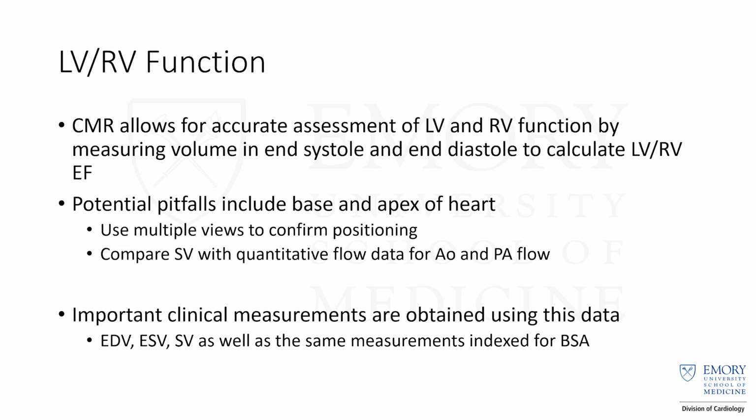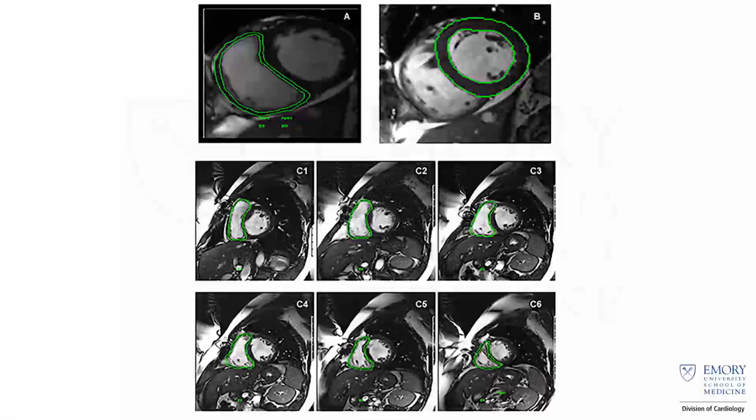So there are some potential pitfalls. Basically what you end up doing is tracing contours. We call it downstairs doing your circle time, where you go through each slice and trace the contour of the LV endocardium and LV epicardium, and then the same thing for the RV. The LV is relatively straightforward. It's pretty circular throughout the cardiac cycle.